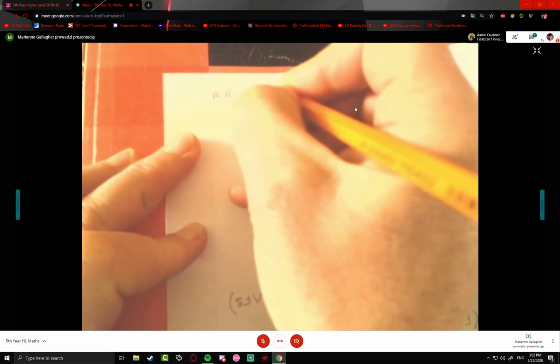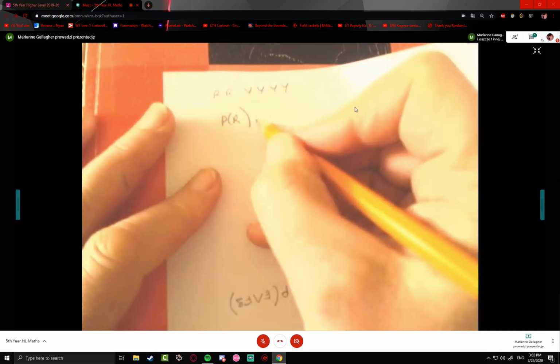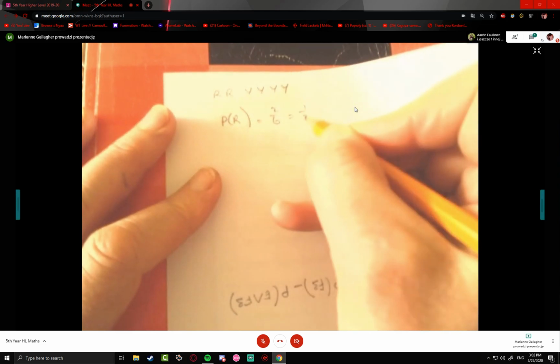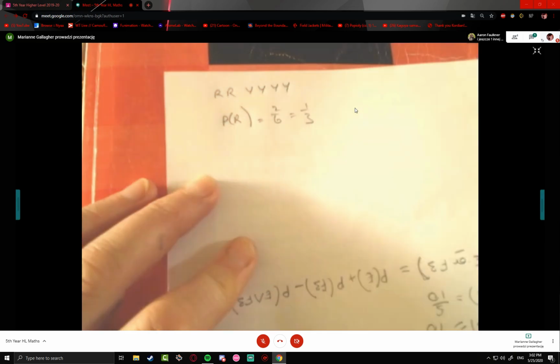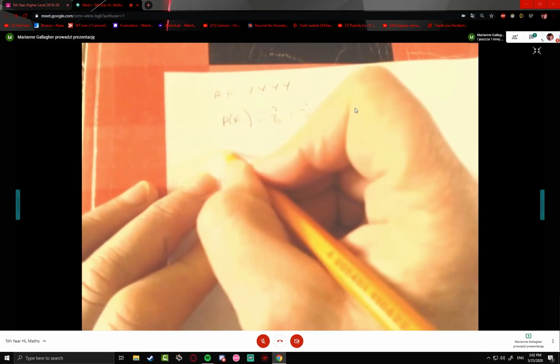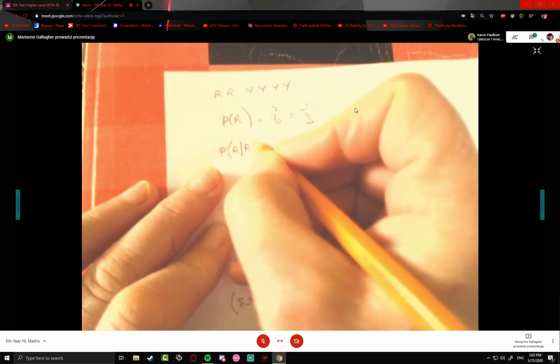So say you have red, red, yellow, yellow, yellow, yellow. The probability of taking a red out is 2 out of 6, or 1/3. Okay, that's straightforward. Now, if you don't put that back in, now the probability of a red, given that you've already taken a red out.